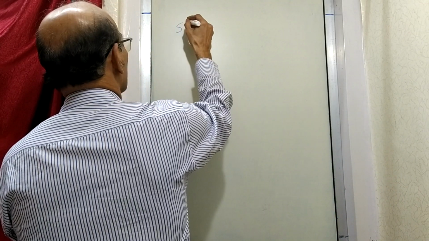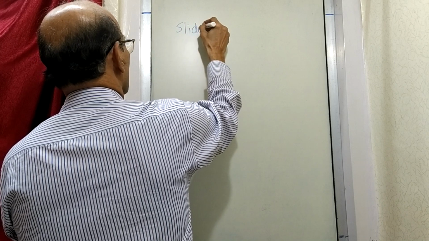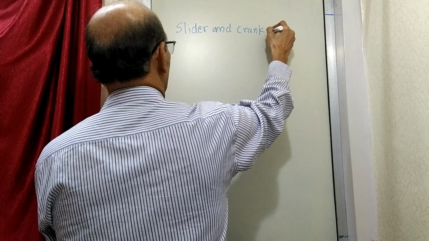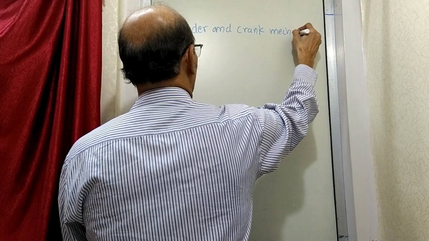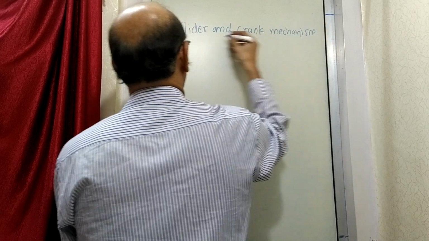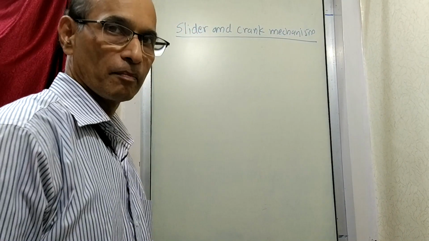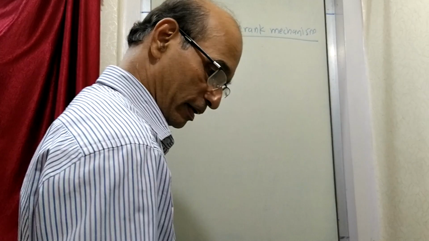Hello everybody. Now we will go to the next part, that is how to find out the velocity of a slider and crank mechanism, which is also a case of 4-bar mechanism. So let us draw that. Slider and crank mechanism. So I'll draw slider and crank mechanism first.